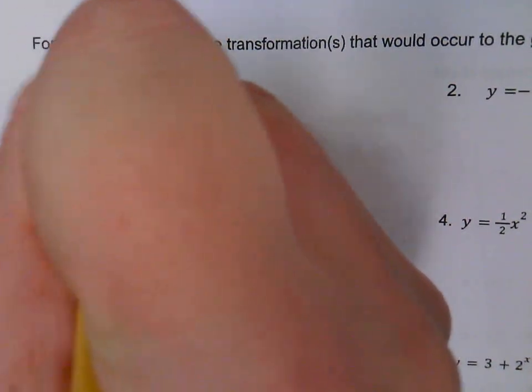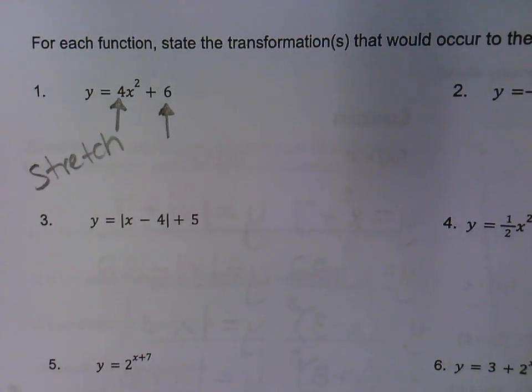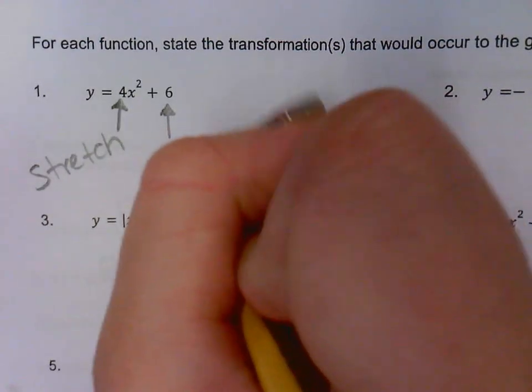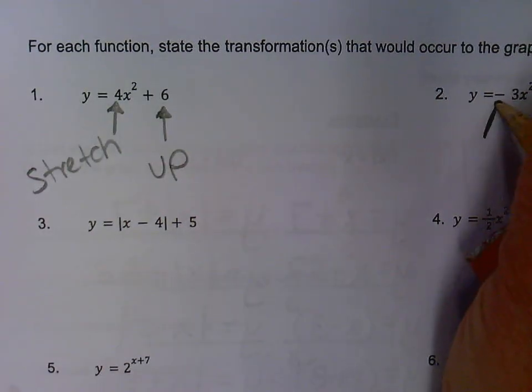All right, what does that plus 6 do? Is that up, down, left, or right? If it's a plus 6 and it's outside of the parentheses. Up 6. Okay, let's do 2 more together, and then you're going to try them by looking up the rules.